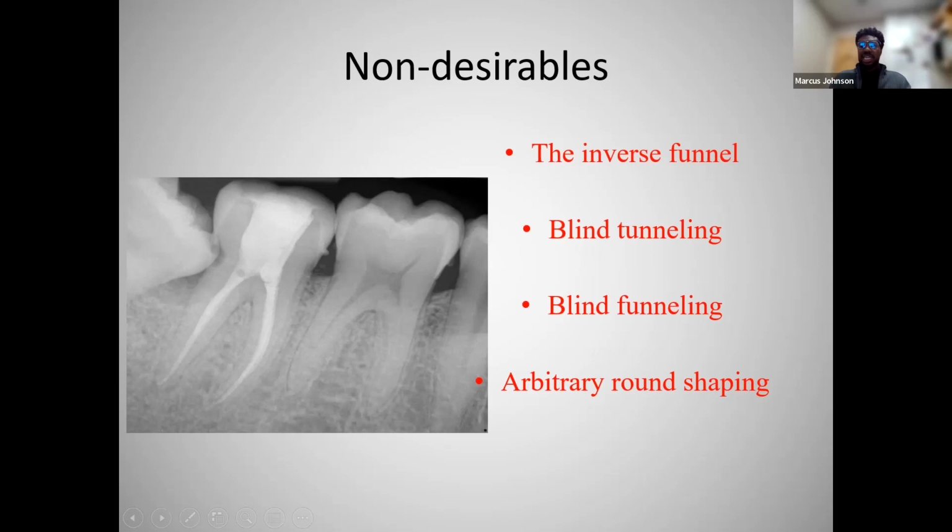So again, things we do not want, non-desirables: inverse funnel, blind tunneling, arbitrary round shaping. Not to say that these cases will not hold up, not to say that this is not a good case. This is still acceptable by any standard. I'm just saying that now I am a little bit more critical in my thinking of ways to preserve dentin before I cut my access. So I'm not saying that how I'm practicing is necessarily much better. I'm just saying that based on cases where I felt the tooth maybe could have had a better chance at long-term survival had I adjusted my thought process, that's where I'm at within my career. That's the point where I'm at.